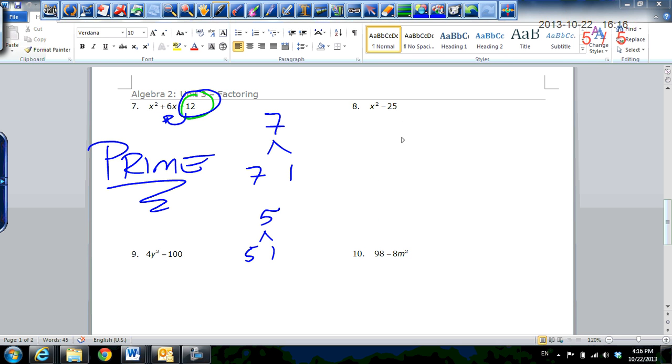The next 3 are difference of perfect squares. So a squared minus b squared. Sorry, I didn't mean to do parentheses. That is a formula: a plus b, and then a minus b. So with that little formula right there, we can pretty much conquer 8, 9, and 10. So what we're going to do here is, hold on one sec.